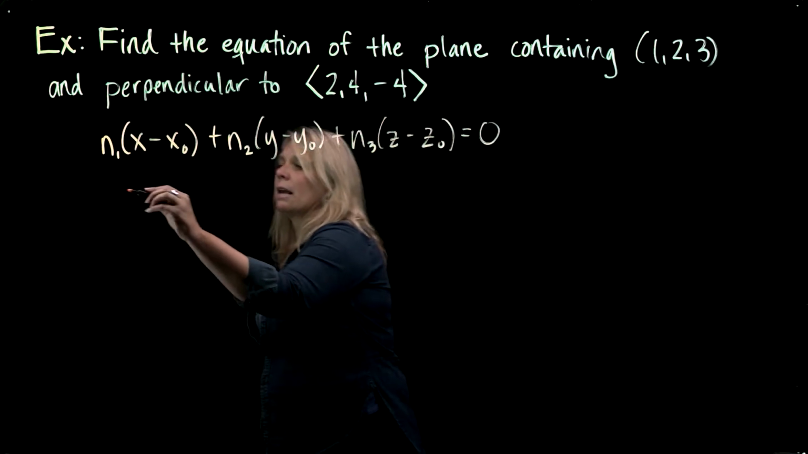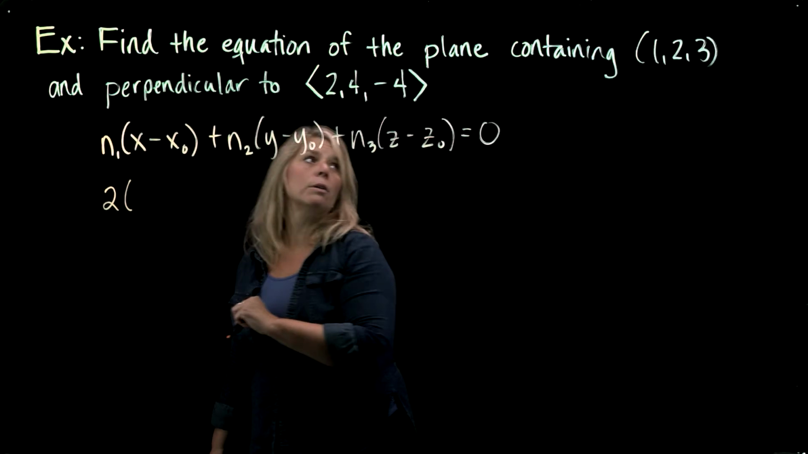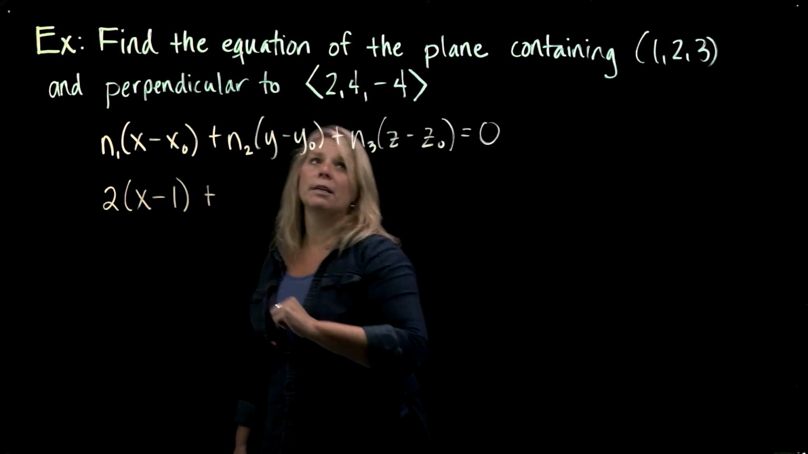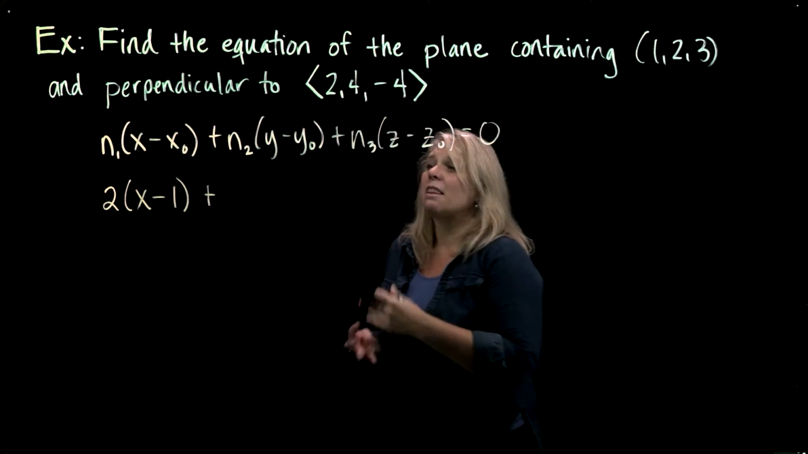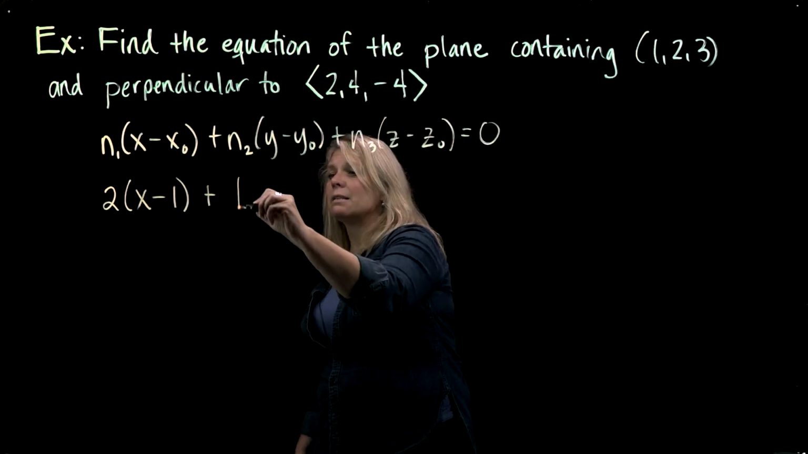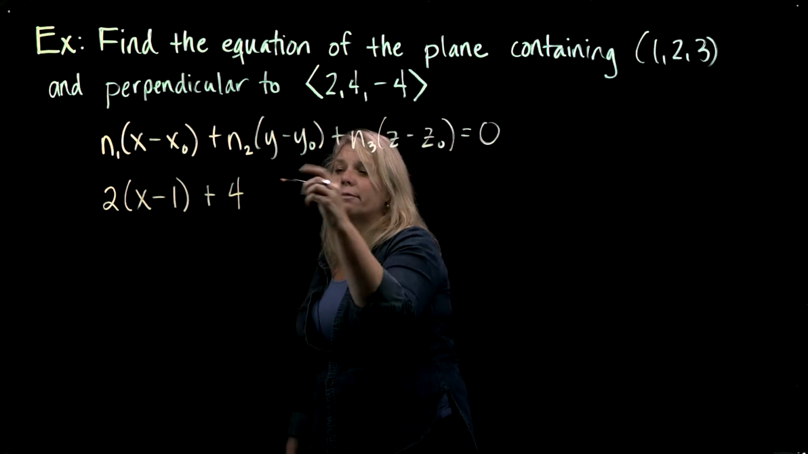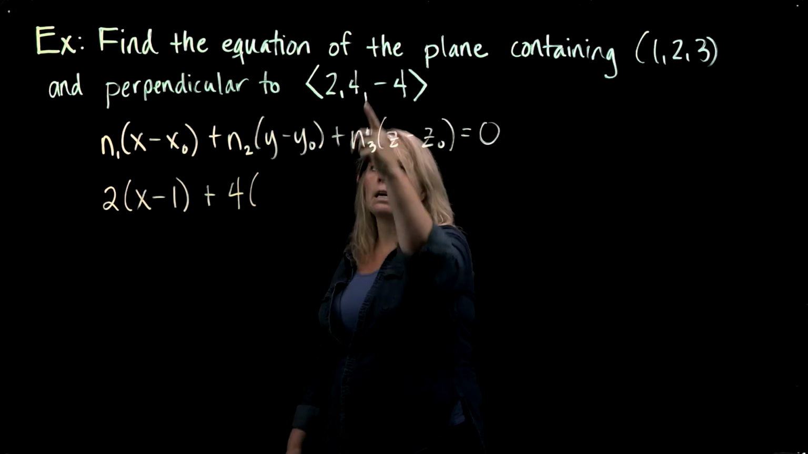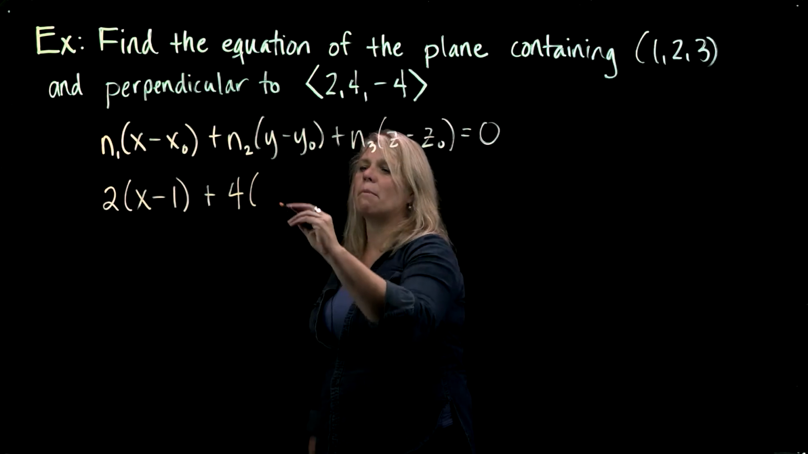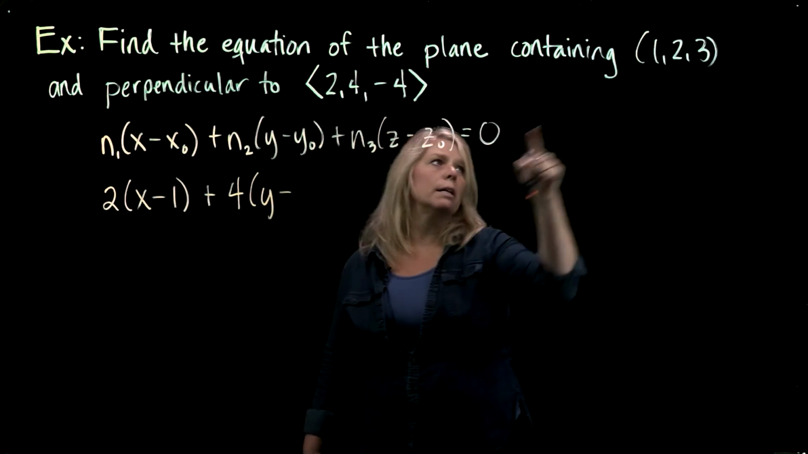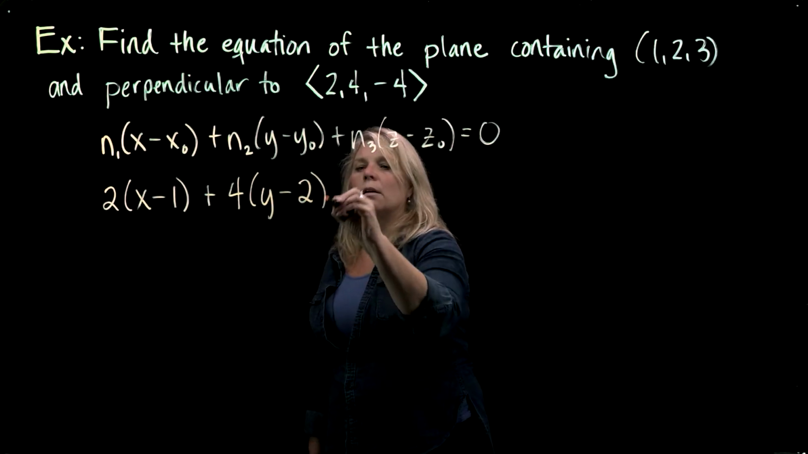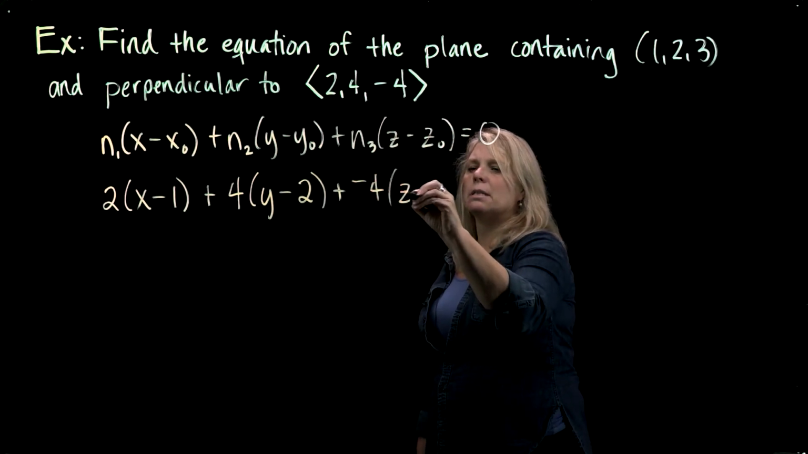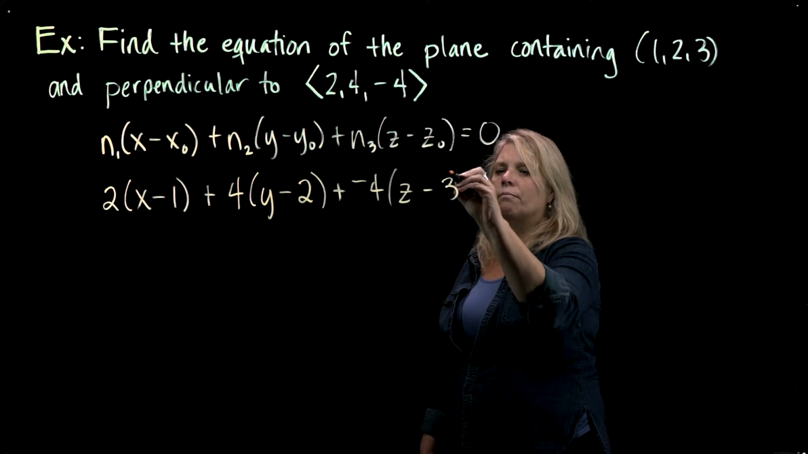One common mistake is students putting the wrong numbers in the wrong places. That often indicates to me that they have not really thought about what this equation means. If you think about this as a dot product of two vectors, you won't do that. So the second component of my vector times y minus y naught, and then the third component of the vector times z minus z naught.